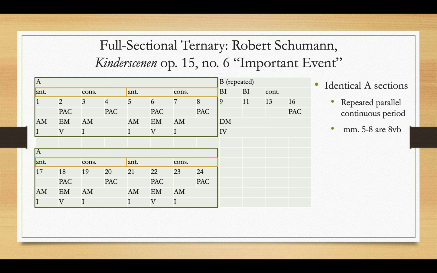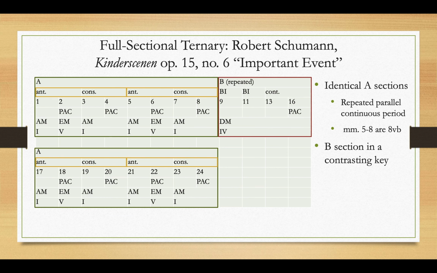What this does is it allows the repetition of the material, but if you listen to it, it basically continues a very grand downward trajectory started from the very opening of the piece all the way down through the conclusion of each A section. The B section in this case is in a contrasting key. Specifically, the B section is in the subdominant D major in relation to the tonic key of A major.